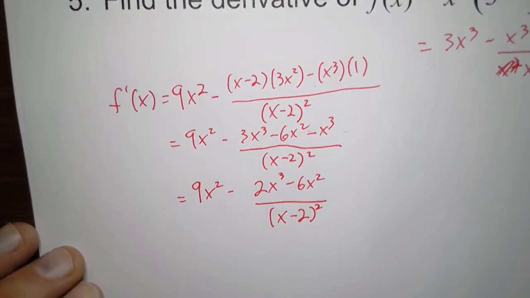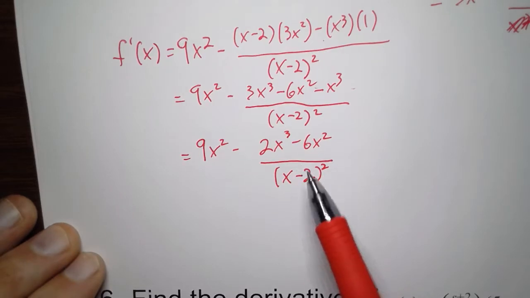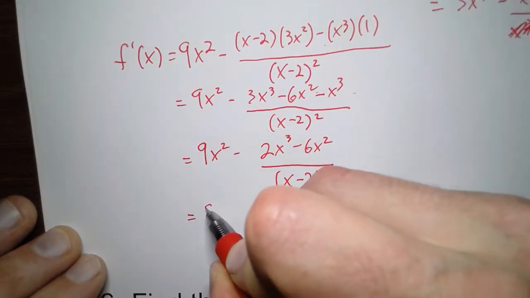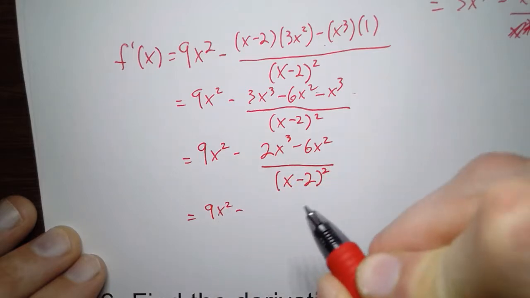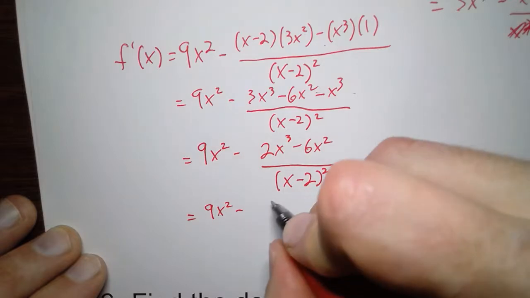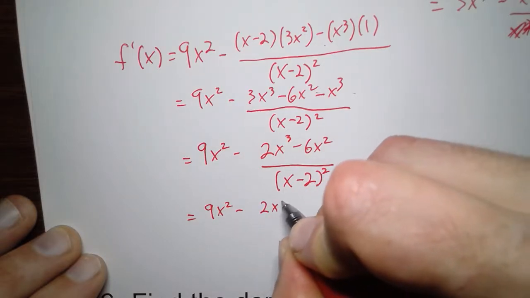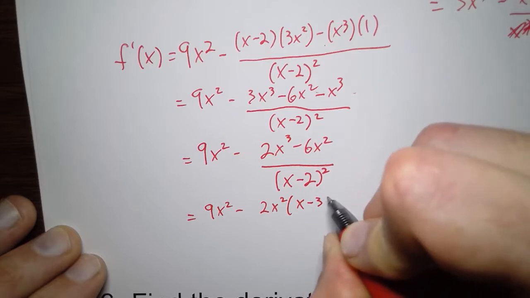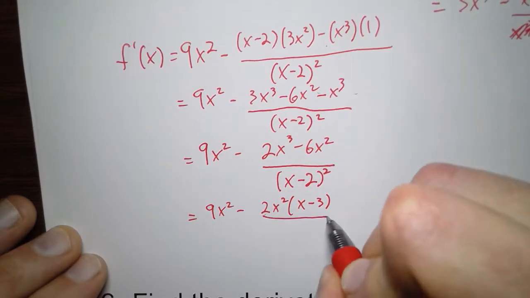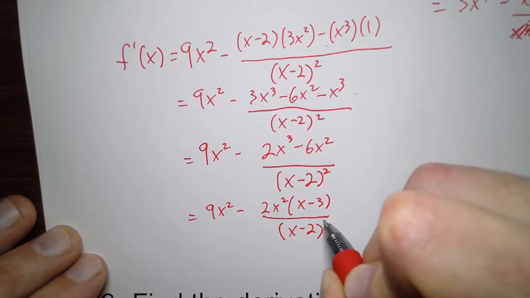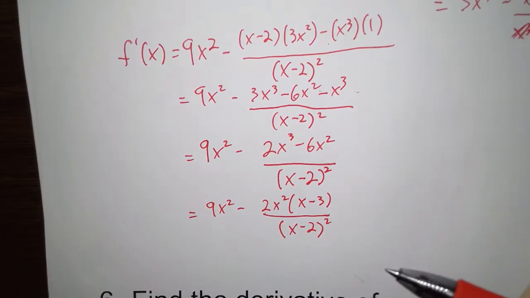Now we can simplify the top. Let's see if anything can cancel out for us. So 9x squared minus, we can take out a 2 from both of these, and we can take out an x squared. So we have 2x squared, and we're left with x minus 3. So unfortunately, that doesn't cancel. We'd wish it would, but unfortunately it doesn't.